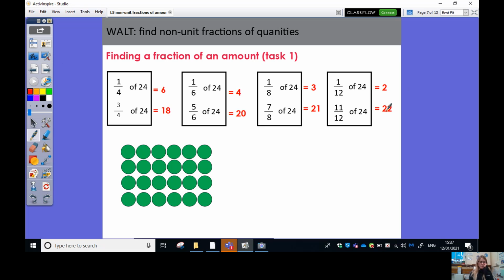So fantastic, well done if you've got all of those correct. If you're still finding it a bit tricky, maybe you can stop and go back a little bit and have a look at those examples again.